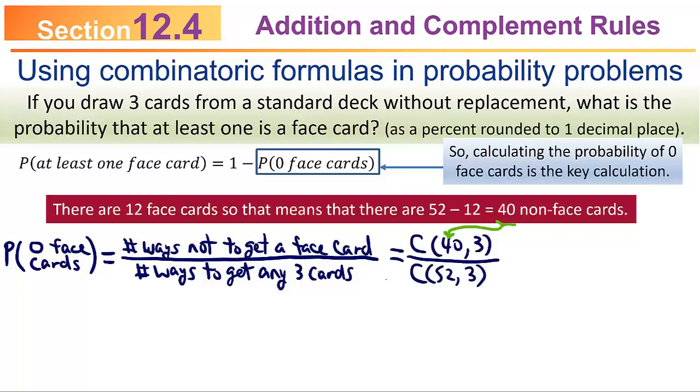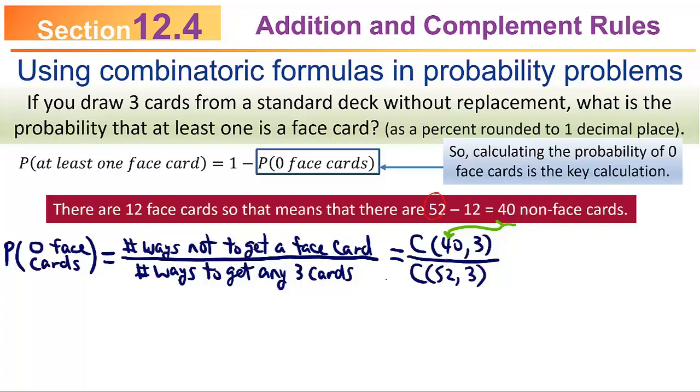We've done these problems in earlier sections. When we're drawing face cards, we don't care about order, because when you pull a card out of the deck and put it in your hand, it doesn't matter what order the card came into your hand. So this is a combination. If we're trying not to get a face card, we've got to draw from the 40 things that aren't face cards. So it's a combination of 40 things, and we're choosing 3 cards, so it's a combination of 40 things taken 3 at a time.